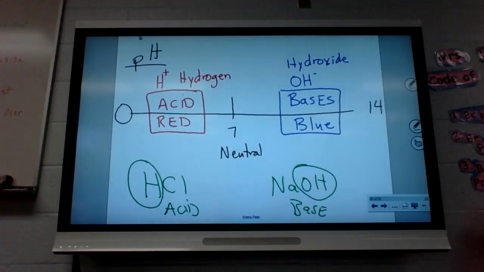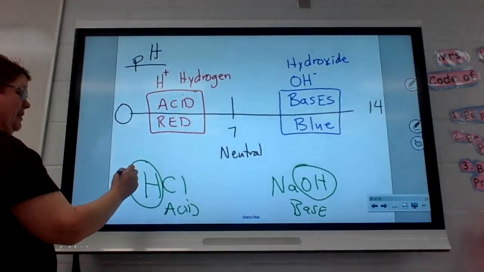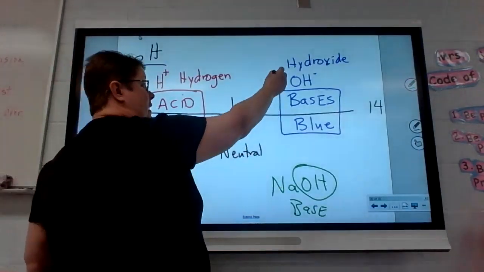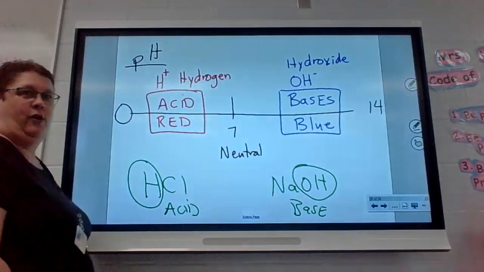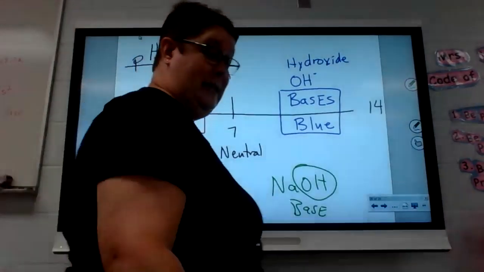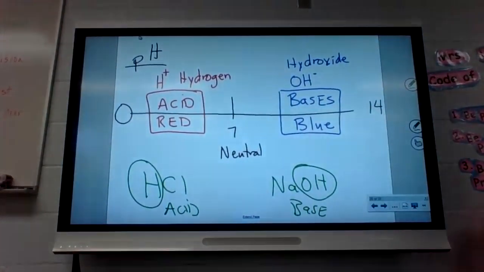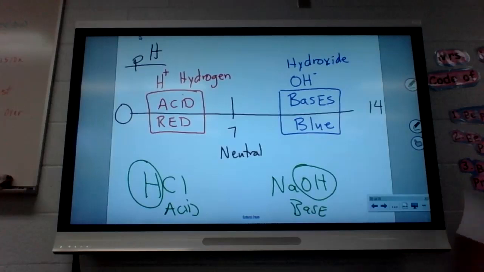I said, if it starts with an H, if it's got an H on it or a hydrogen, it's an acid. If it's got an OH, it's a base. You don't have to know anything more complex than that. Okay? That's it, and you've mastered acids and bases. You already know pH and colors, so I don't need to teach that.